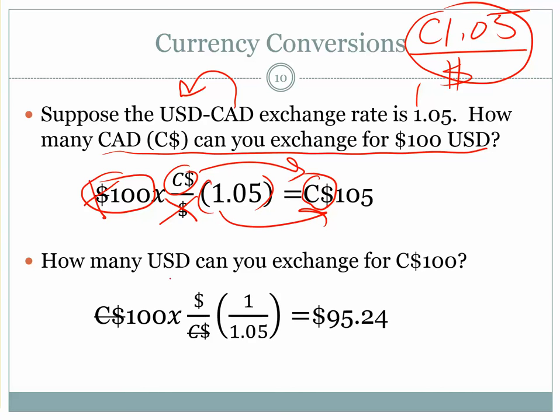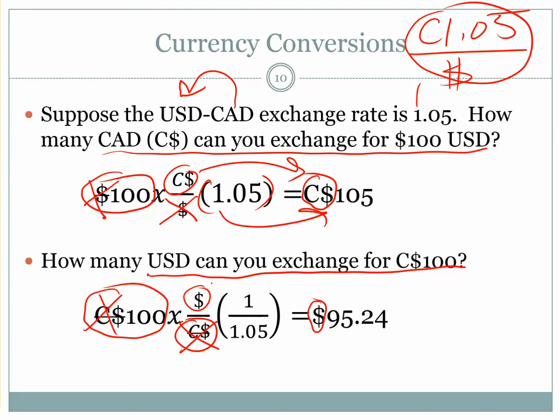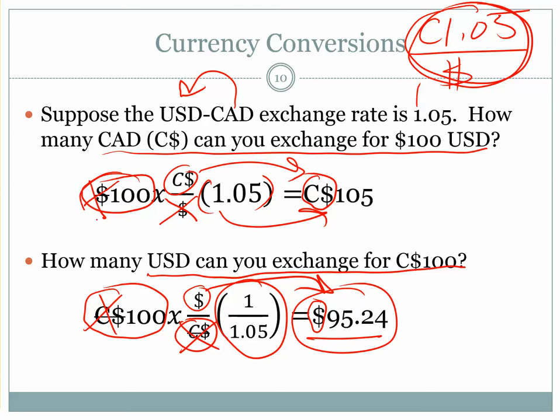Now, if the question asks how many US dollars can you get for 100 Canadian, I'd write down I have 100 Canadian and I want to get US dollars. The ratio I need are dollars over Canadian, so the Canadian cancel out and the dollars go forward. So I need a dollar per Canadian exchange rate. This is a Canadian per dollar exchange rate, so I've got to flip it, 1 over 105. So I can exchange 100 Canadian for 95 US, or I can exchange 100 US for 105 Canadian.